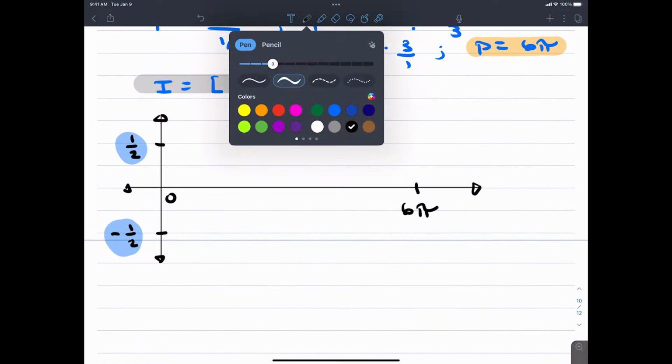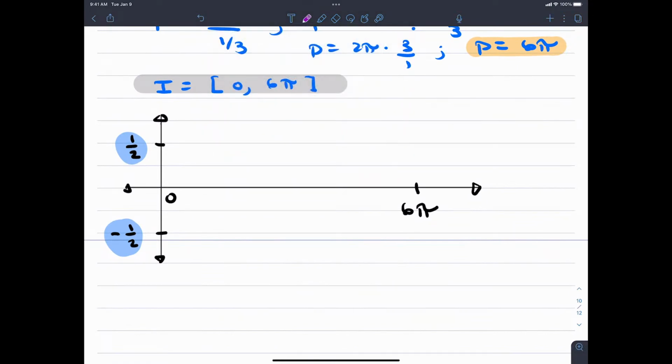We're going to now do the halfway. Now, sometimes you get so good with this computation, you could do it in your head. What's 0 plus 6 pi? What's 6 pi divided by 2? 3 pi. What's 0 plus 3 pi? 3 pi. What's 3 pi divided by 2? That's 3 pi over 2.